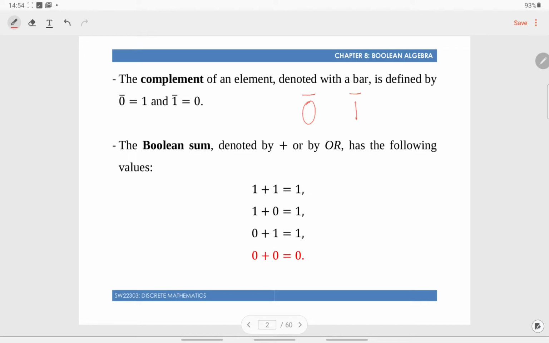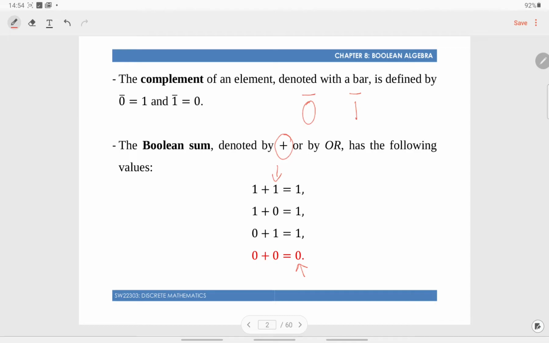For the Boolean sum, the Boolean sum is a binary operation. That means it requires two inputs and produces a single output. Boolean sum is denoted by the addition sign, or also by OR, and has the following values. 1 plus 1 is equal to 1. 1 plus 0 equal to 1. 0 plus 1 equal to 1. The only value that gives 0 is when both inputs are 0 and 0. 0 plus 0 equal to 0, while the other additions equal 1. As long as the digit 1 appears, the outcome is equal to 1.